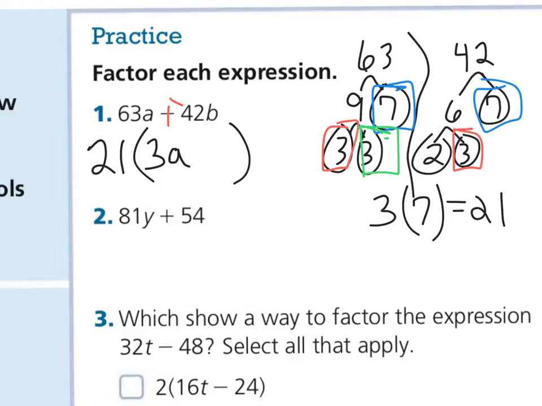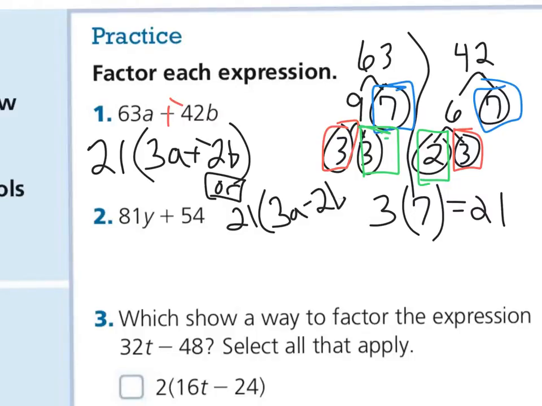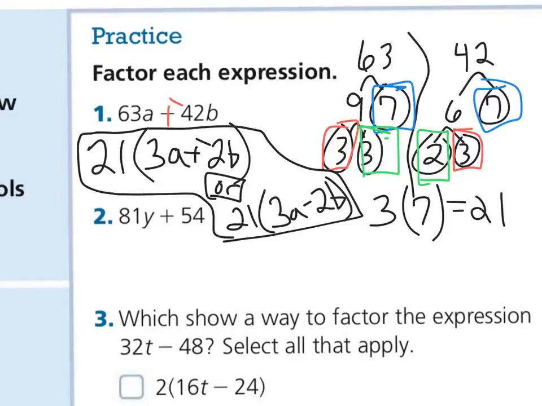And then if you want to, you could say plus a negative, and then same thing. Look for what's left over here. With the 42, what's left over is 2. So that'd be plus negative 2B. If you wanted to, you don't have to add the opposite here. You could do 21 times the quantity 3A minus 2B would be fine also. Either way that you write that would be fine.